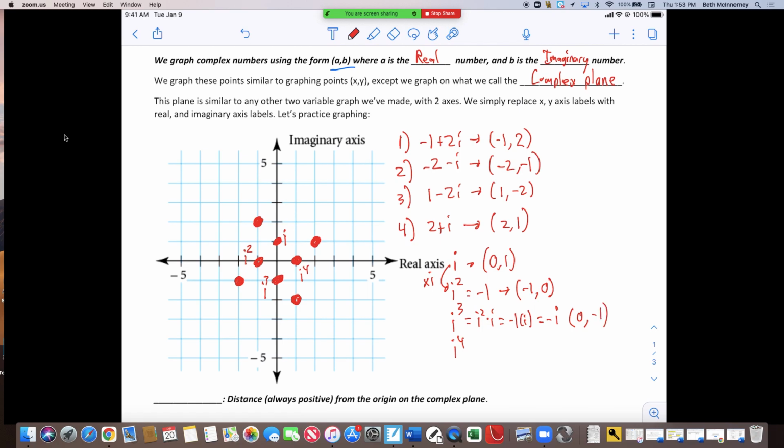Yeah. And then i to the 4th would be i squared times i squared, which is negative 1 times negative 1, which is 1.